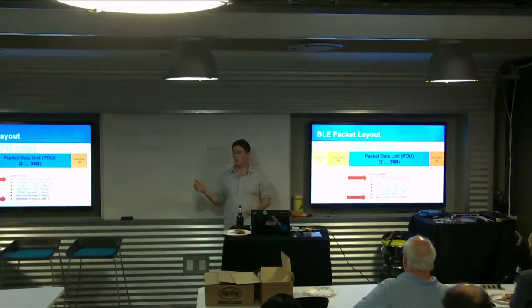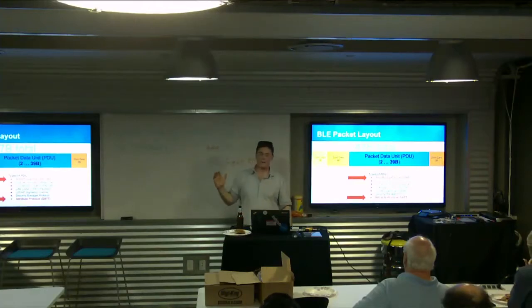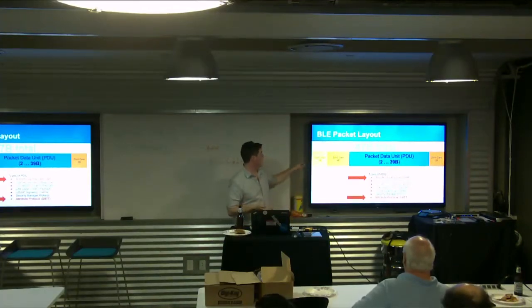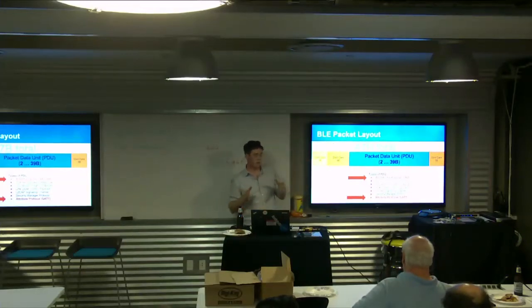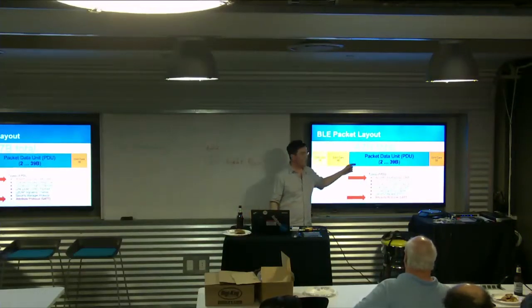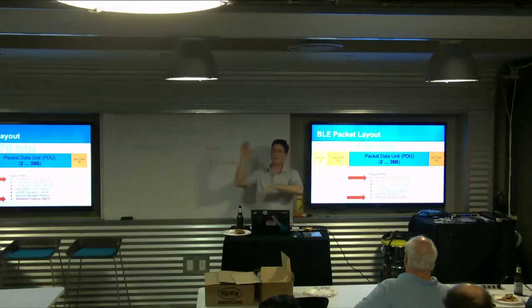Of that 47 bytes, you can't use all of it. About half of it gets eaten up by the stack by the time you get to your user data. So if you look at it, you've got don't care, and don't care at the end, and this PDU right here in the middle of 39 bytes. That stands for packet data unit, and it's where the data goes. There's many types of packet data units that correspond to everything that BLE can do.